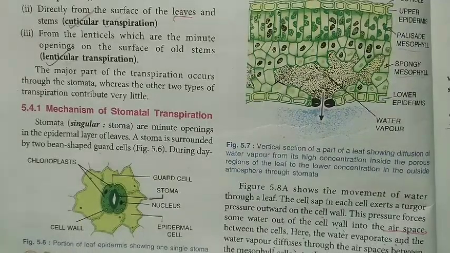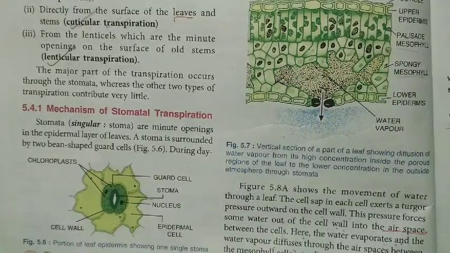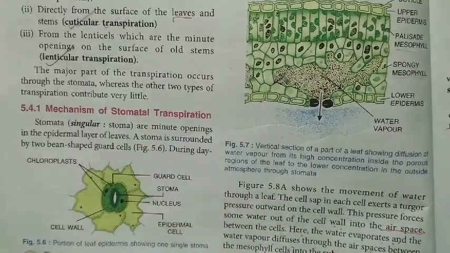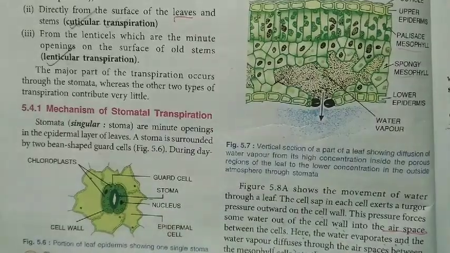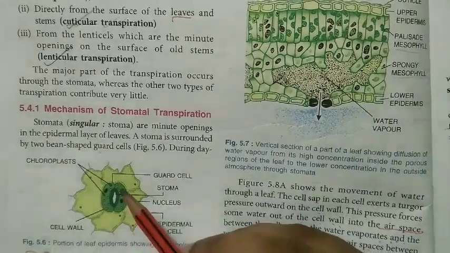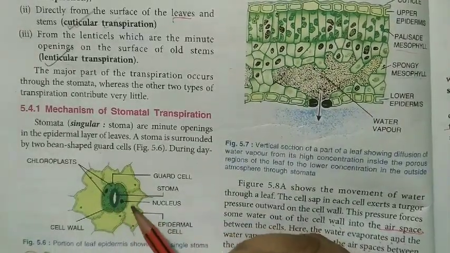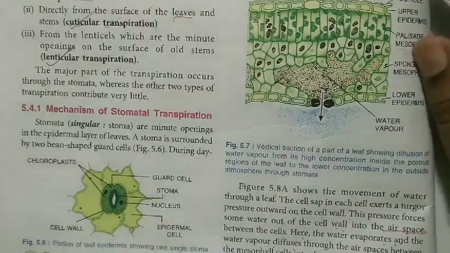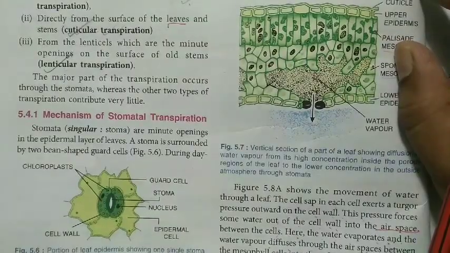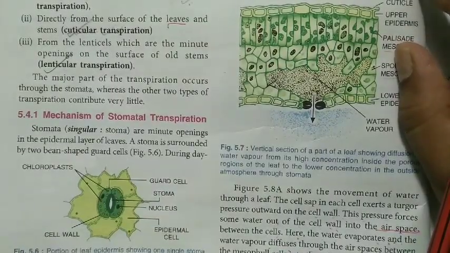The topic is mechanism of stomatal transpiration. As you know, this is the structure of stomata, in which you will find bean-shaped structures that are known as guard cells. Now between the guard cells there is a whitish colored opening, that is the stoma. During transpiration these guard cells control the opening and closing of stomata.